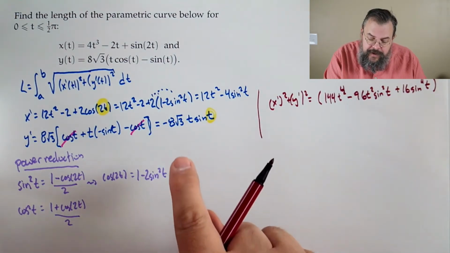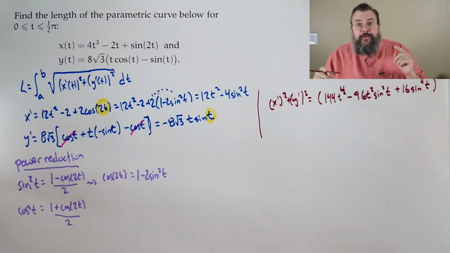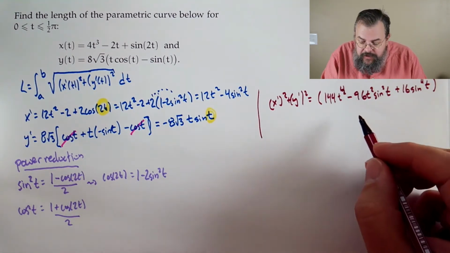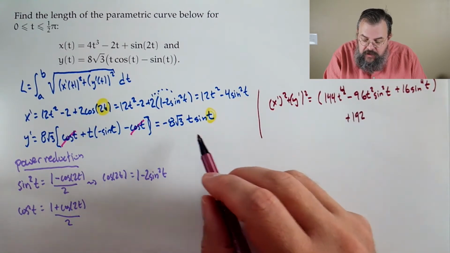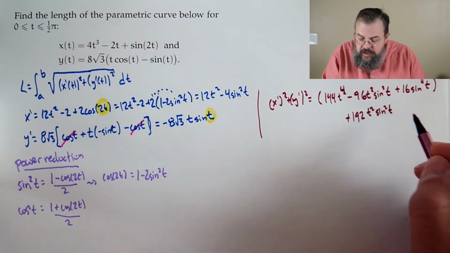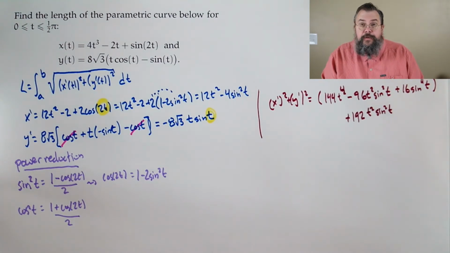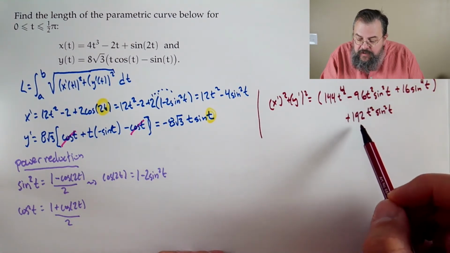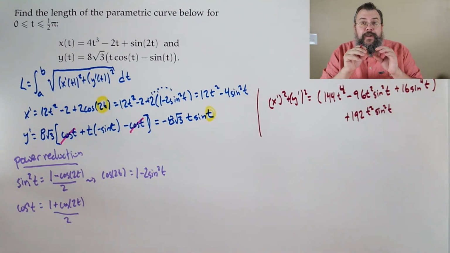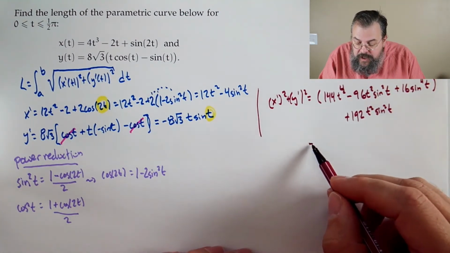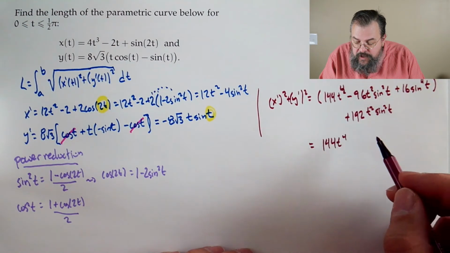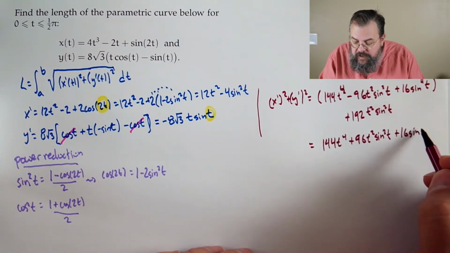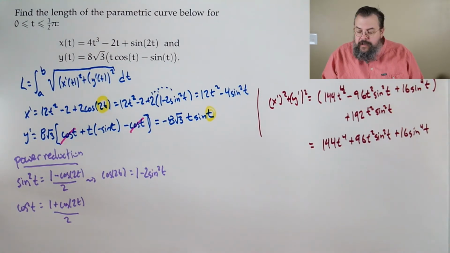How about y prime squared? Well, the minus goes away. 8 squared is 64. 64 times 3 is 192. Okay, so add 192 t squared sine squared t. And now we're like, wow, perfect. Because look, what happens? Minus 96 plus 192, you get a nice combination. So it becomes 144 t to the fourth plus 96 t squared sine squared t plus 16 sine to the fourth t. And now we say, whoa, that's amazing.